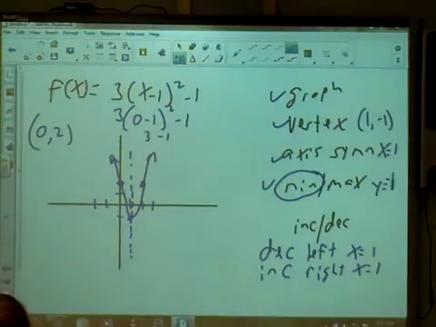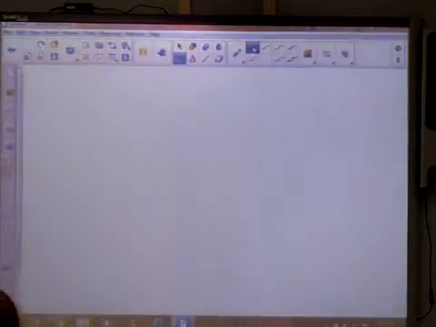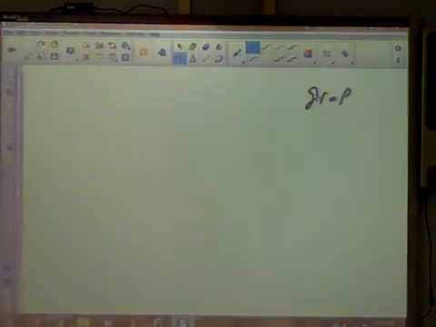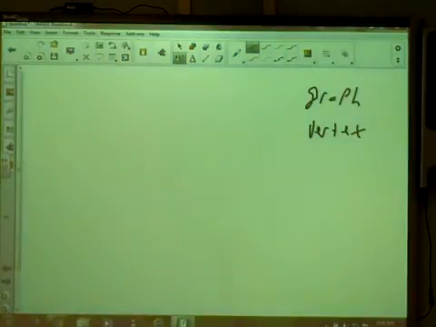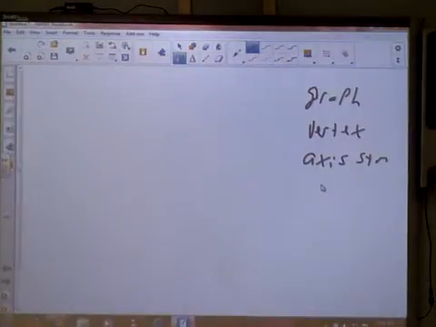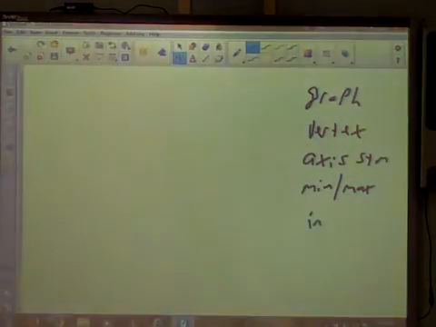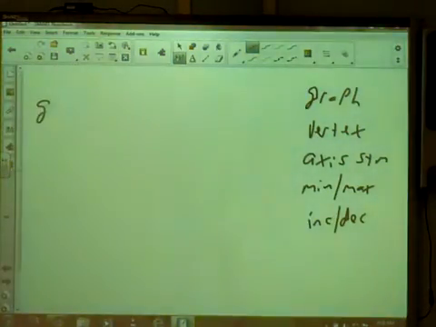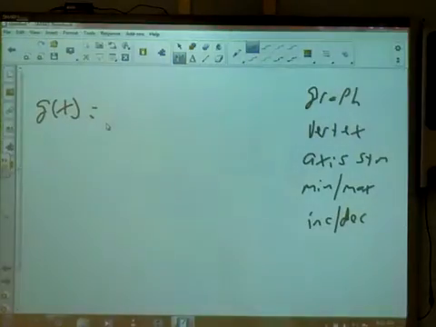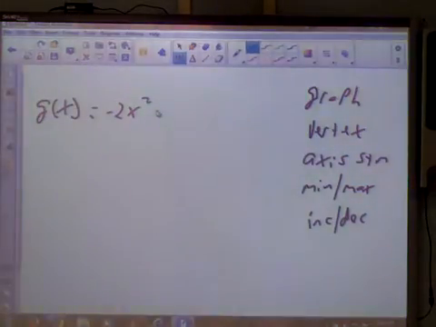Alright, everybody got what you need off that one? Same directions on this one. We're going to graph, find the vertex, axis of symmetry, min or max, and where does it increase and decrease. And our function this time is g of x equals negative 2x squared plus 16x plus 3.